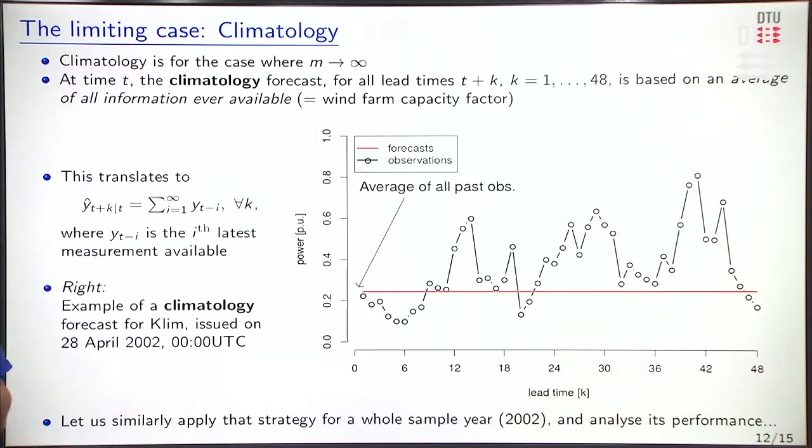If you consider all your past measurements and take the average of all those, this is what we call the climatology. And climatology is really the standard way to make a base forecast in meteorology. For all the lead times, k equals 1 to 48, you use the average of all the information ever available. And actually, if you think of it for a wind farm, this is the wind farm capacity factor. So you calculate your wind farm capacity factor and you say that's your forecast, whatever happens. This translates to y hat t plus k given t being equal to the average of all the past measurements that we have, for all k.